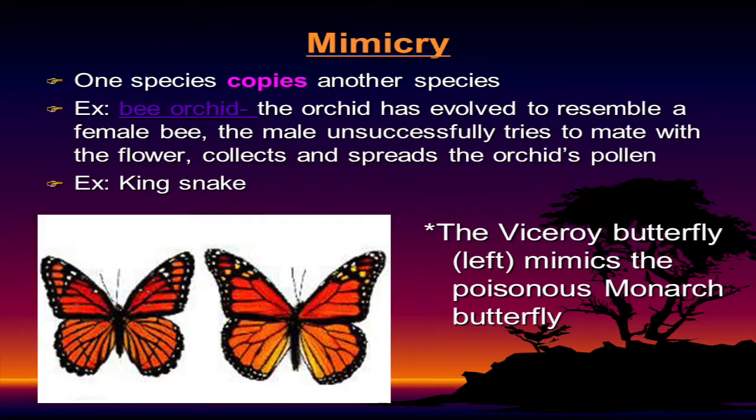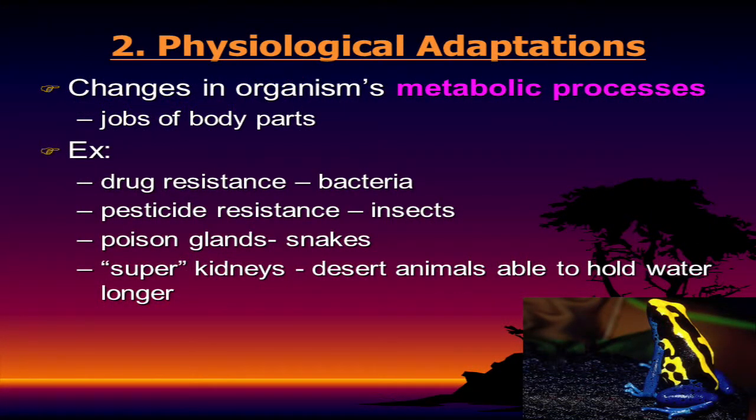Mimicry is when one species copies another species. Physiological adaptations are changes in an organism's metabolic processes, like when bacteria become resistant to antibiotics, or insects becoming resistant to pesticides.